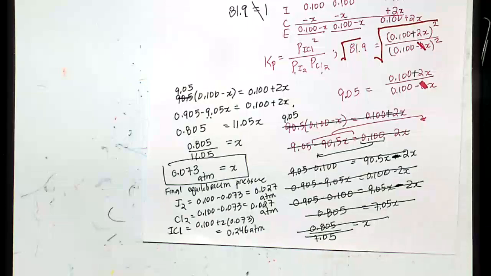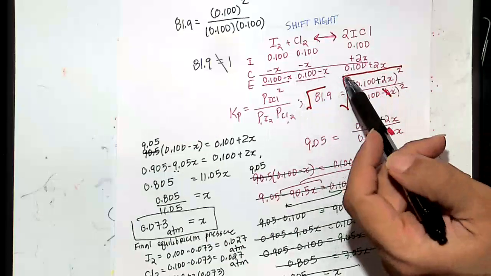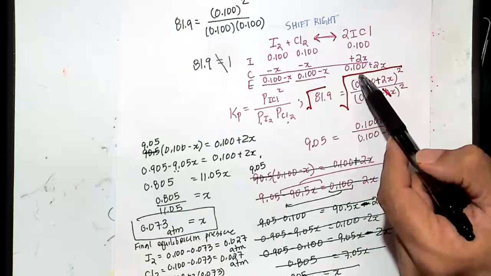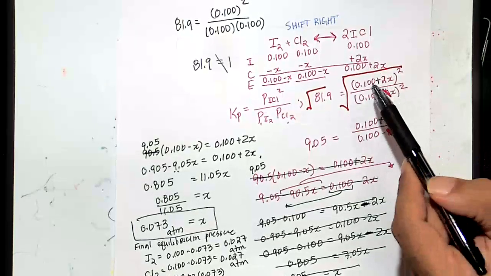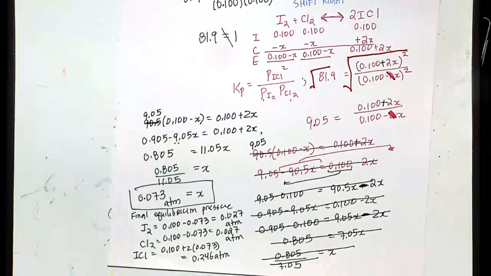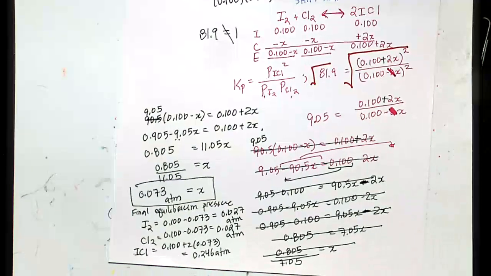All right, so I can tell you where I made my mistakes. Everything was right up to here, but I put 0.10 minus 2x when it should be 0.10 plus 2x. That goes in here. Okay, so just be very careful. That's all.